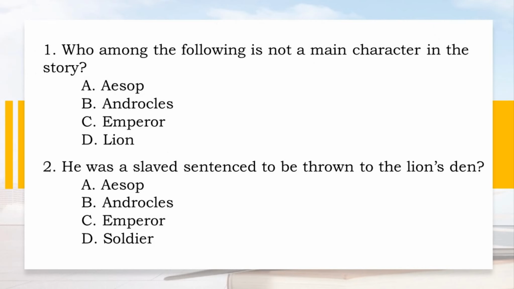1. Who among the following is not a main character in the story? A. Aesop. B. Androcles. C. Emperor. D. Lion. 2. He was a slave sentenced to be thrown to the lion's den. A. Aesop. B. Androcles. C. Emperor. D. Soldier.